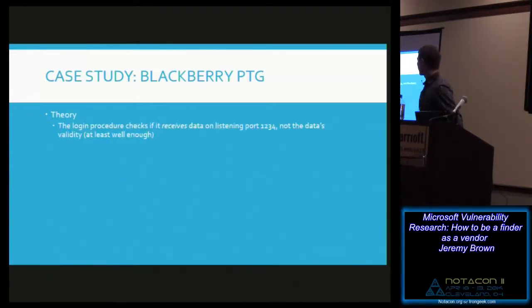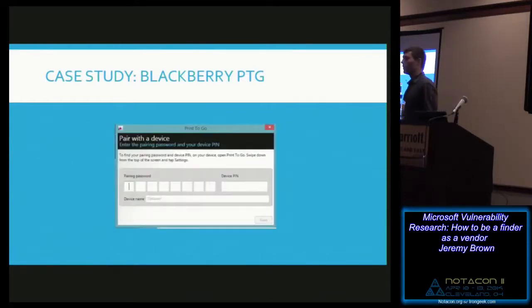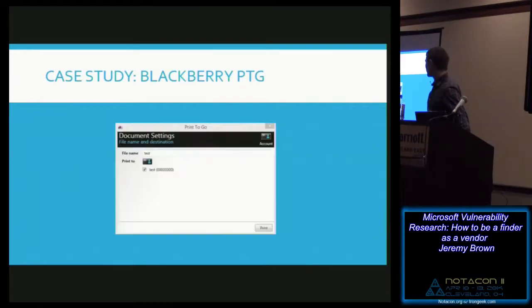bypassing authentication. The theory is it receives data on 1234, but doesn't check the data's validity well enough. So we get to this screen without ever having to log in, to get past to the next dialog. We're not logged into BlackBerry at this point. We're able to set the PIN number, set all that, and choose what to print to the PlayBook.